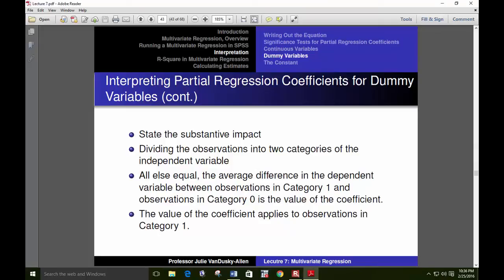Basically, you divide the observations into the two categories of the independent variable, and you say, all else equal, the average difference in the dependent variable between observations in category 1 and category 2 is the value of the coefficient b hat. The value of the coefficient applies to observations in category 1.